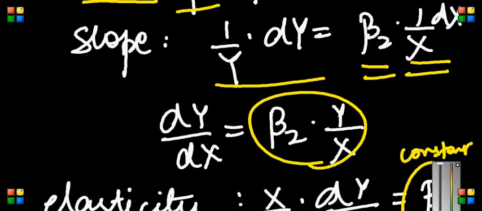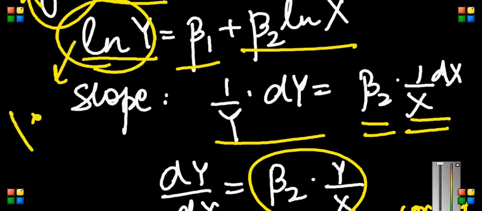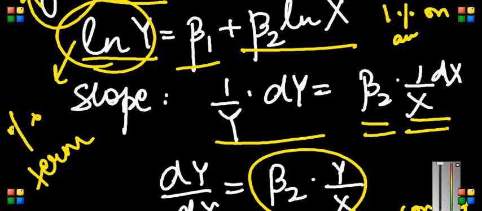Now a very important thing that I have to do is to find the interpretation of beta 2. Whenever you see log, I would actually be talking in percent terms. So what beta 2 says is, if x changes by 1%, then on an average y changes by beta 2%.